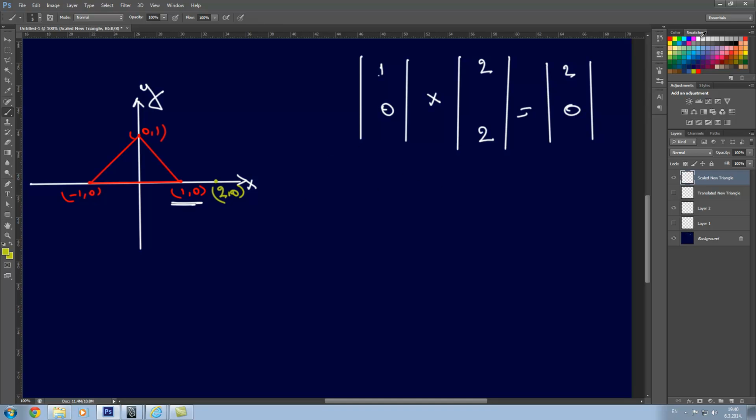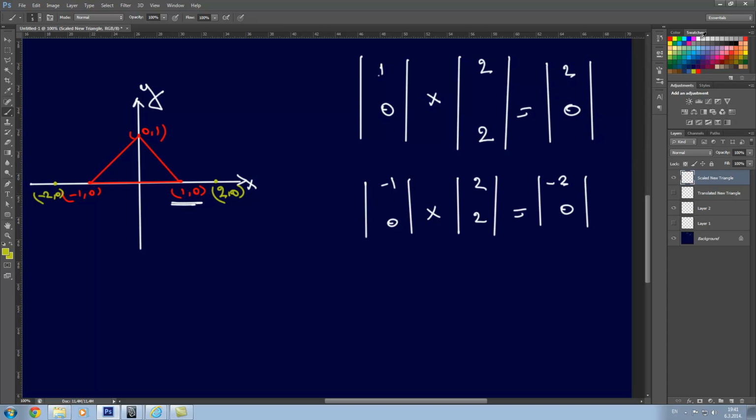Let's move to the next one. I'm going to move into the minus 1 and 0. So minus 1, 0, times 2 and 2 is going to equal minus 1 times 2, which is minus 2. 0 times 2 is 0. And you get yourself a new point, which is going to be right here, at minus 2.